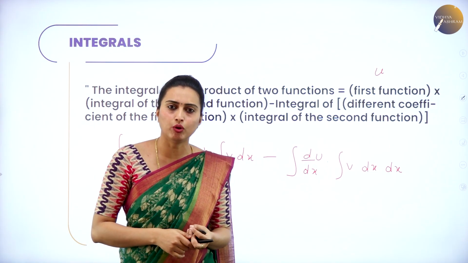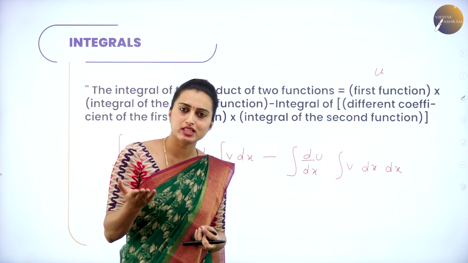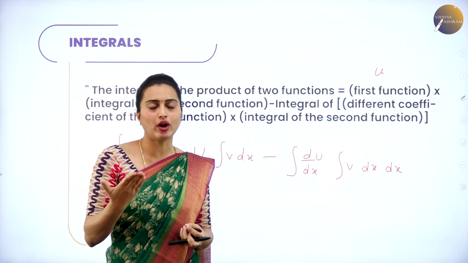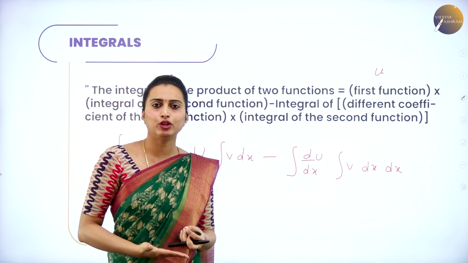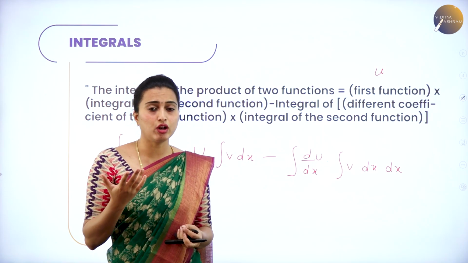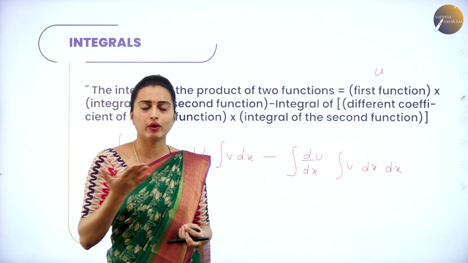Inverse trigonometry will go like this: sine inverse x, cos inverse x, tan inverse x, secant inverse x, cosecant inverse x, cot inverse x. All this is known as inverse trigonometry. And then you are going to have logarithmic. Logarithmic means log x squared, etc.